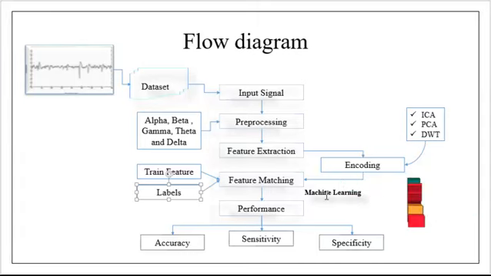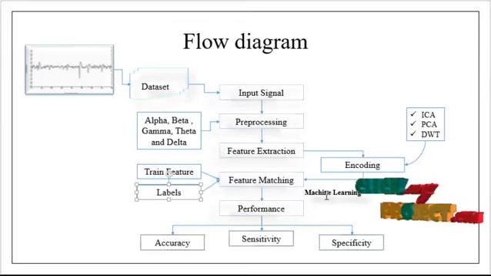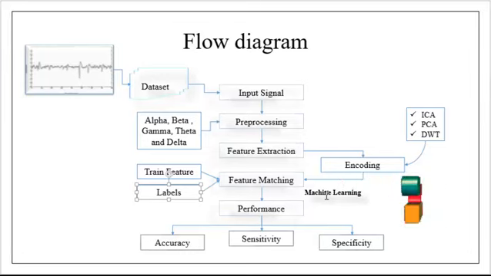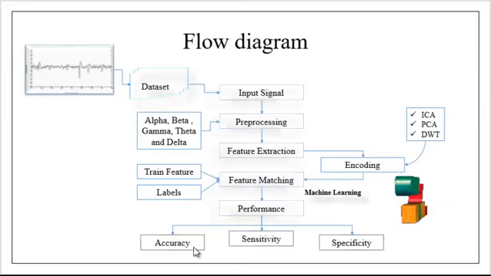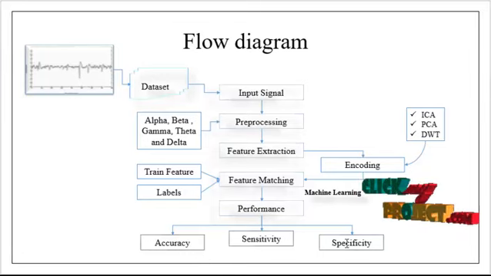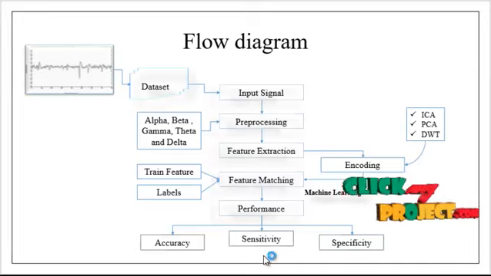In this machine learning stage, it will classify whether the input signal is normal or abnormal. Abnormal means a fatigue signal. After the classification, the performance is evaluated by means of 3 parameters named accuracy, sensitivity and specificity. By these 3 parameters, we can justify that our process is good.